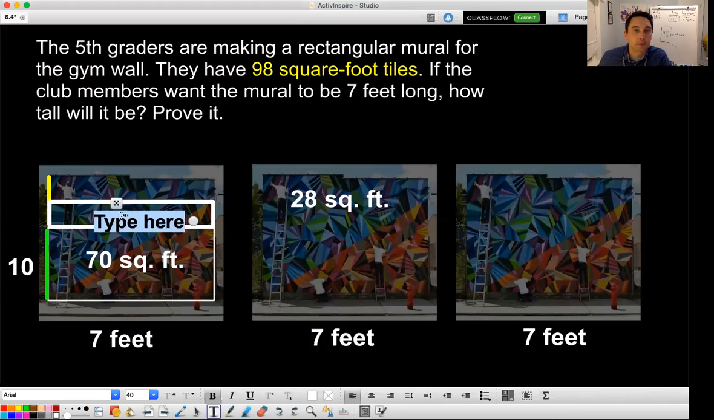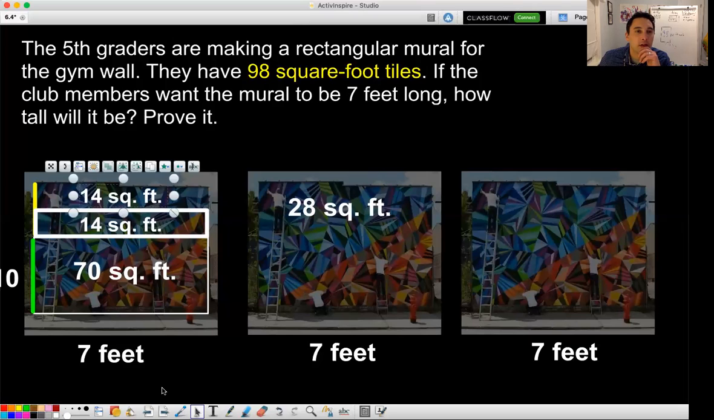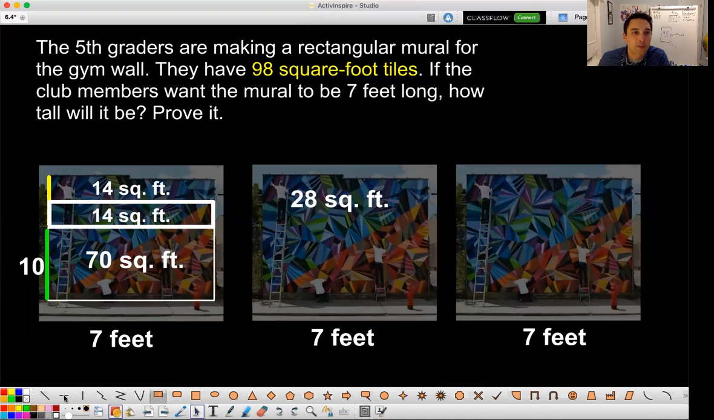What would half of 28 be? 14. And since I did half, then I can do 2 of them to get the 28. All right, so now what's happening? Now I have my 70 square feet, I have 14 square feet, and I have 14 square feet. I know that that's going to equal the 98 square feet I need, but I haven't figured out yet what the height is or what the width is.